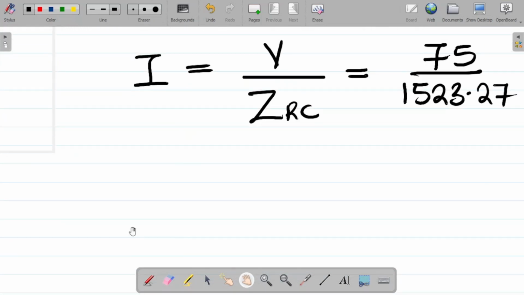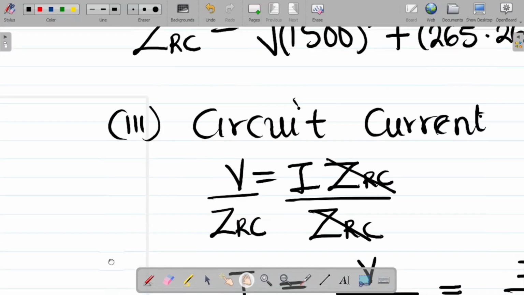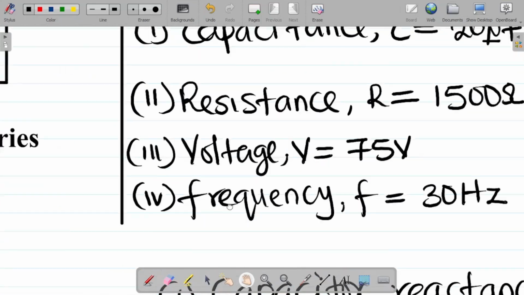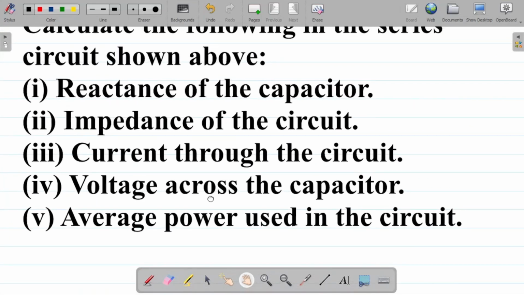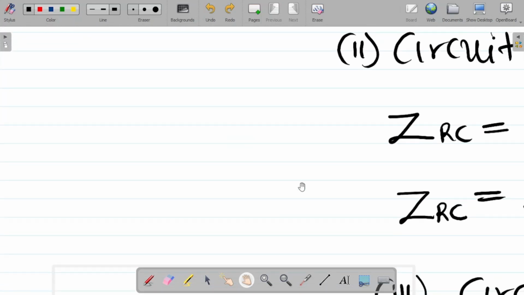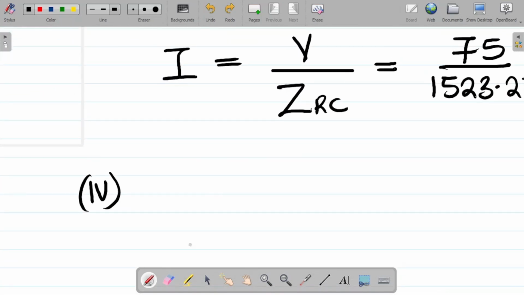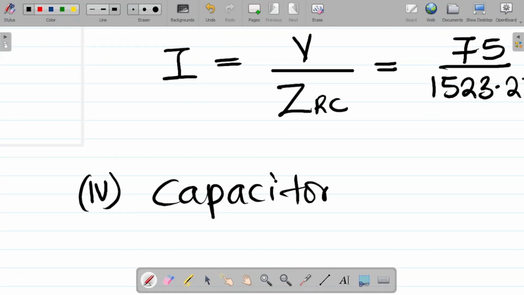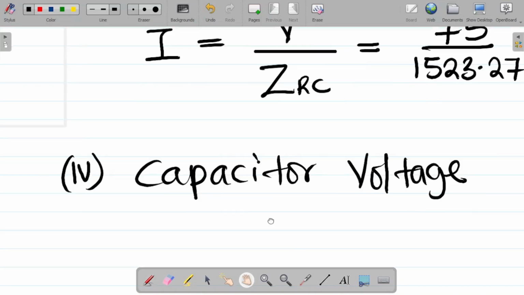That's III. Let's look at IV. What are we asked to find in IV? IV says we should find the voltage across the capacitor. So in this case, how do you find the voltage across the capacitor? I'll just call this capacitor voltage, or voltage across capacitor. How do you find this?